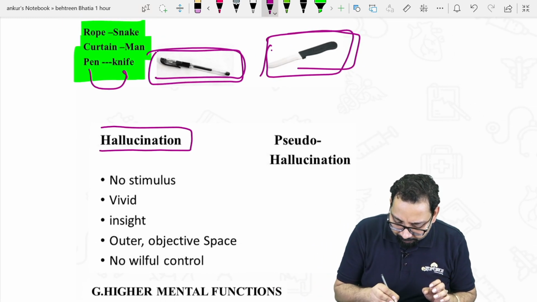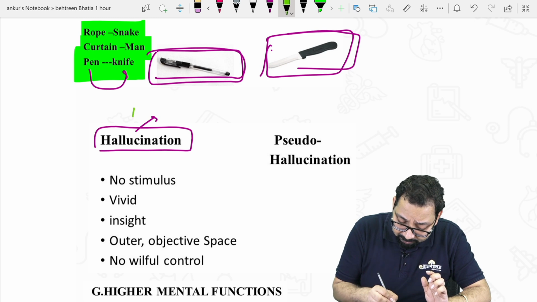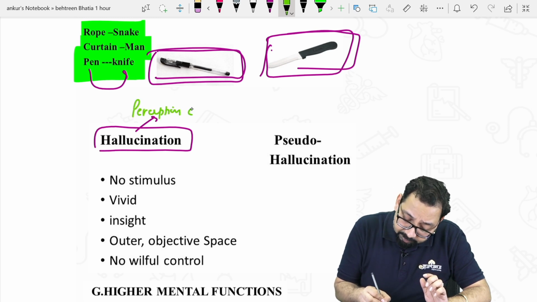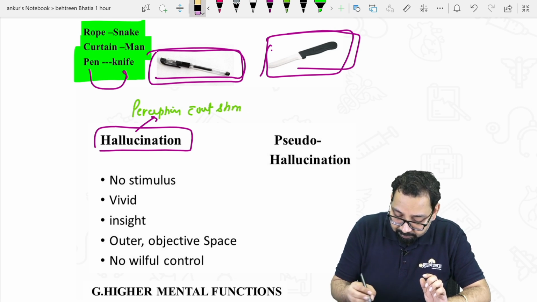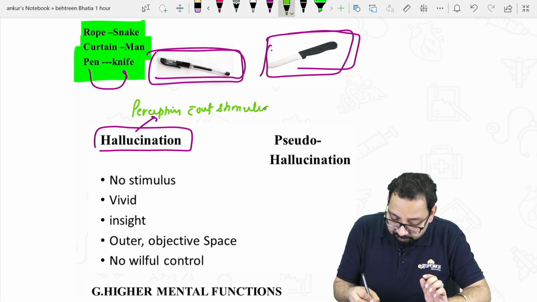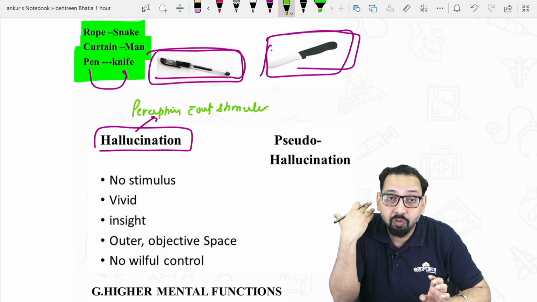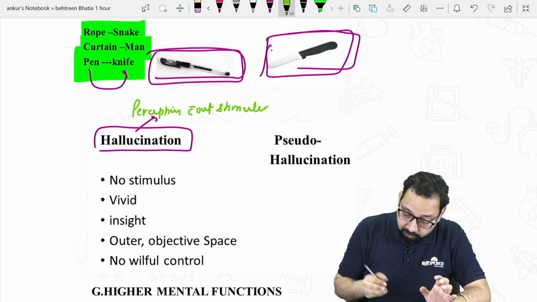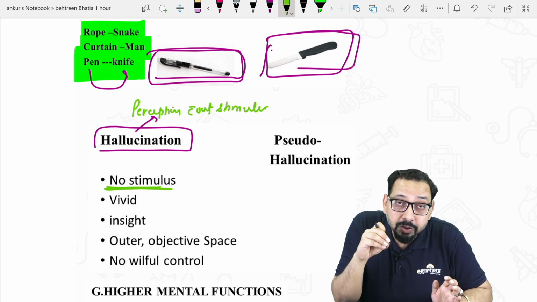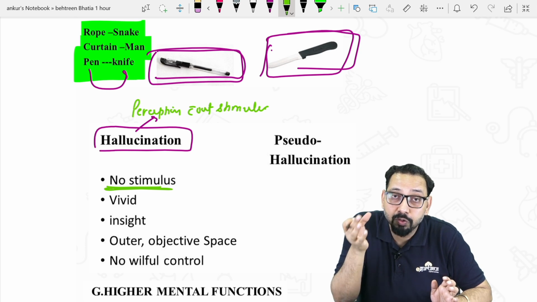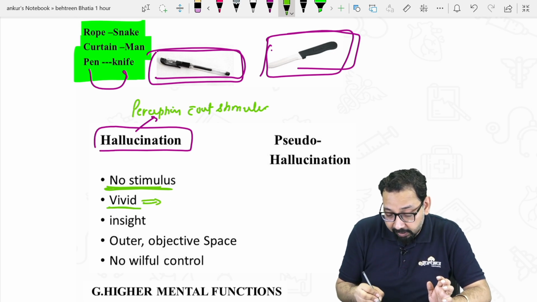Otherwise, you all know the reality, hallucinations. Hallucination means perception without a stimulus. Perception without a stimulus means no stimulus. Suppose there is nobody around and I am hearing voices, that is hallucination. But the patient will hear voices or see a person so clearly, so 3D, so live. Vivid means clear, very, very clear.